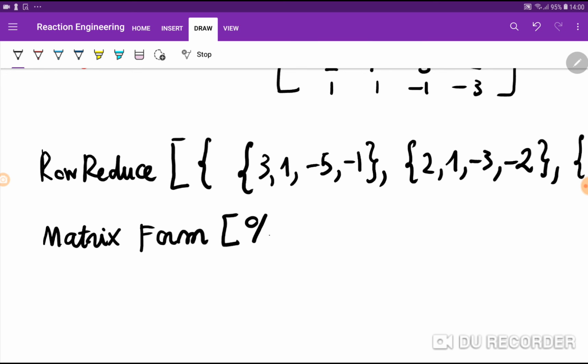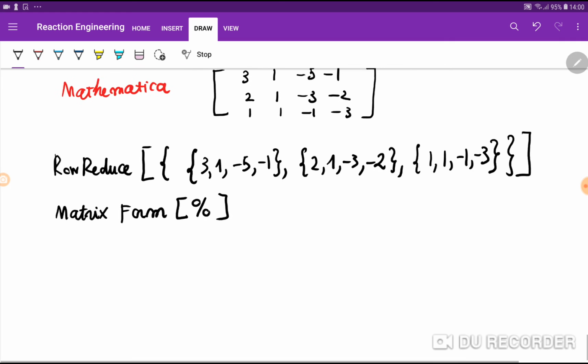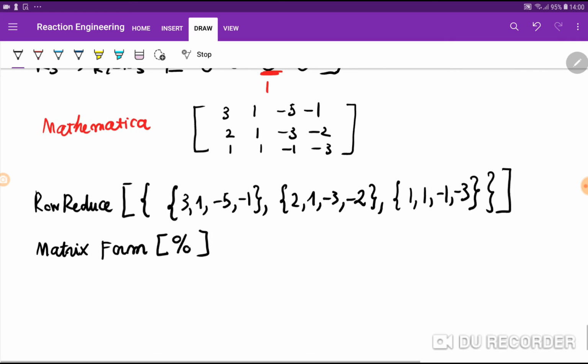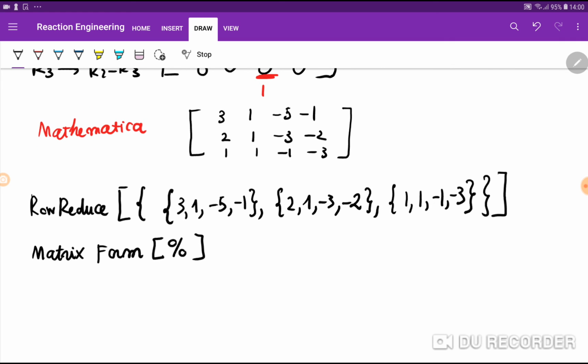Percentage. Okay, this is the code you can use to verify any answer, like in the future, if your professor assigns you a problem and you want to check whether this is the row reduced form or not, you can use this code in Mathematica. Percentage means the above input, okay, this is what percentage means.